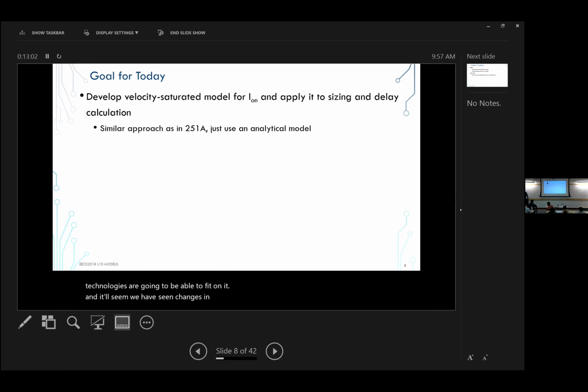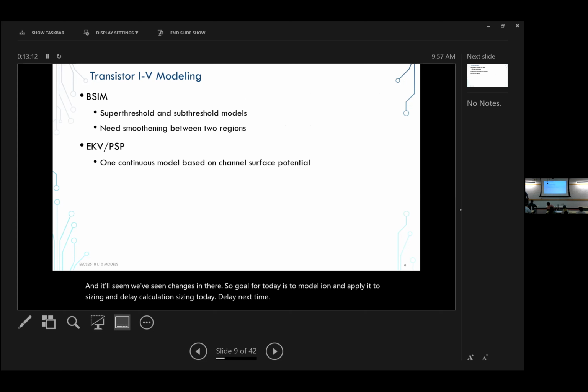So the goal for today is to model Ion and apply it to sizing and delay calculation. Sizing today, delay next time. So the same thing, next lecture, we are going to do the same thing as we've done in 251A, except that in 251A, I refrained from using any equations. I do not want to scare everybody with equations. We're going to see equations this time.